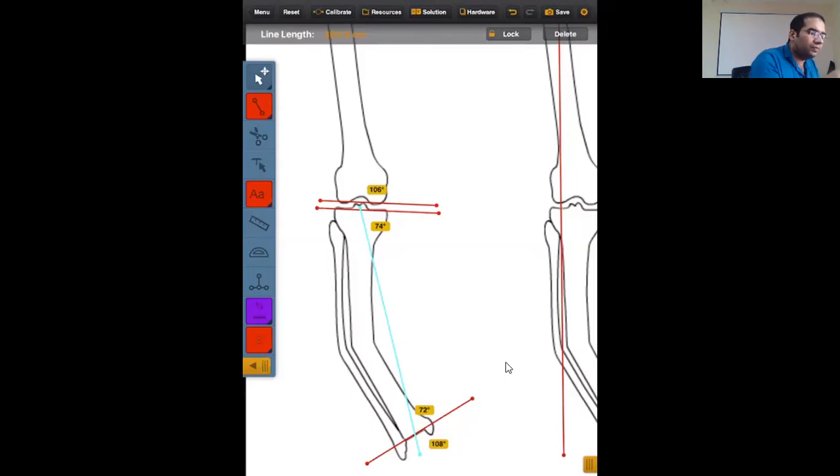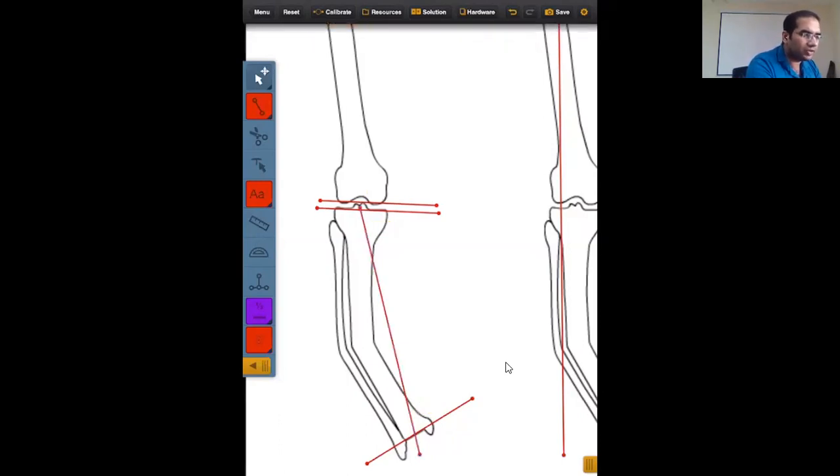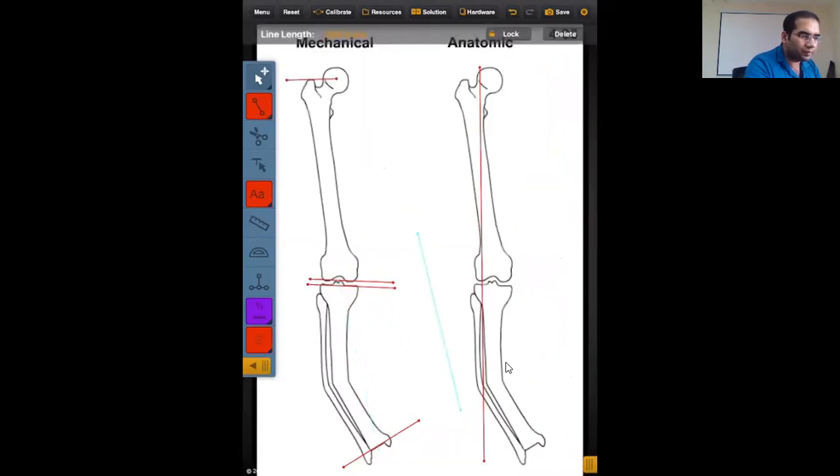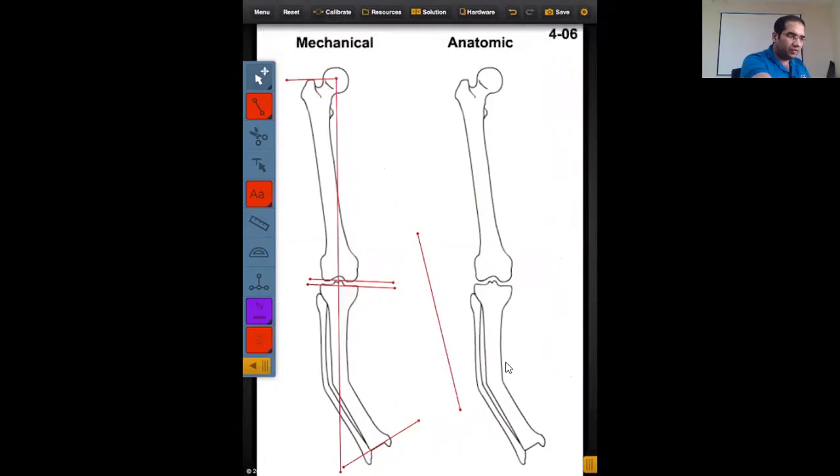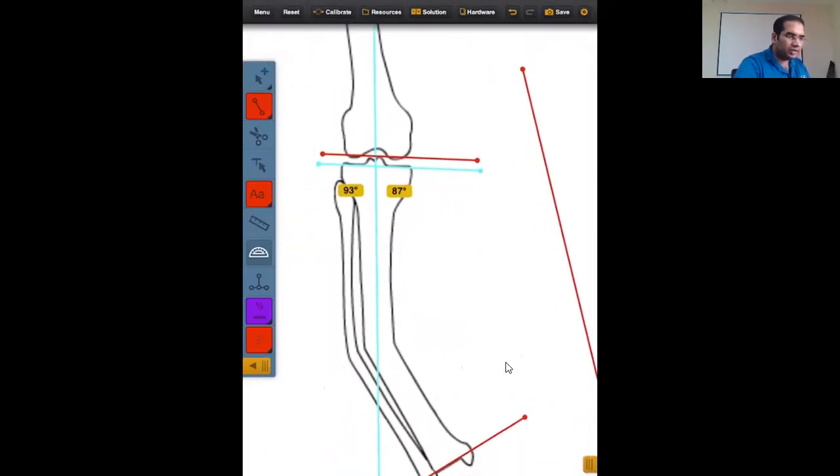Now, how are we going to pinpoint the location of the deformity? The third question of the malalignment test: what is the location of the deformity? We are going to draw the reference lines now. The reference line for the upper tibia, you can see, is 87 degrees.